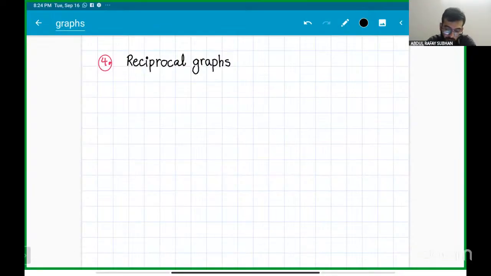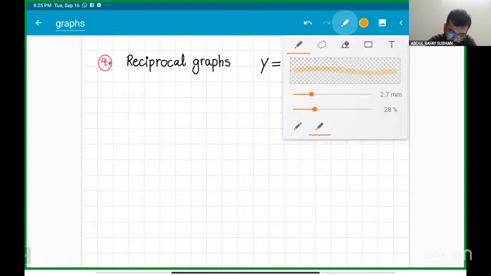Following? Understood? So how will you judge in an exam when it is a reciprocal graph? A reciprocal graph example will be y is equal to a divided by x. What we have to understand is the message: if x comes in the denominator, it will always be a reciprocal graph. Everyone can hear me, right? I'm audible, people getting it? So y is equal to a divided by x is a reciprocal graph.